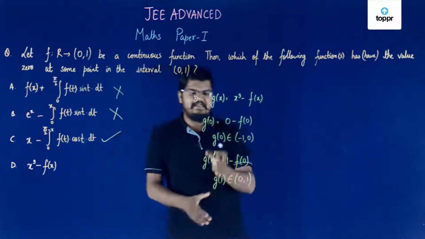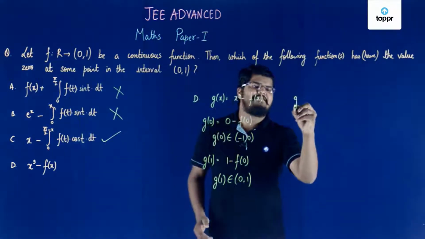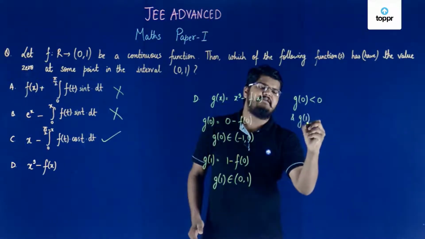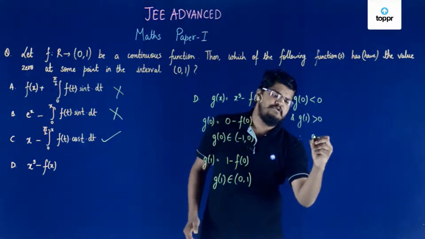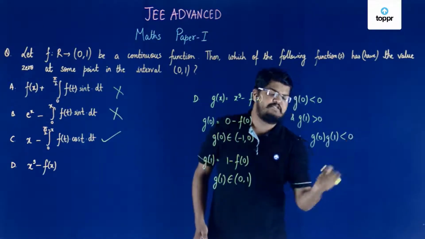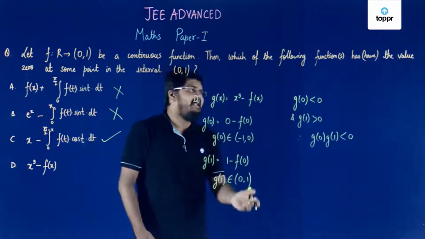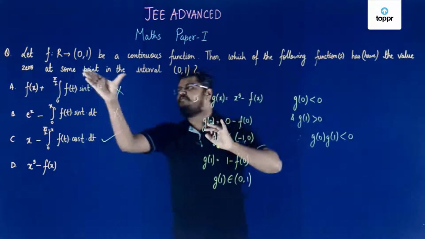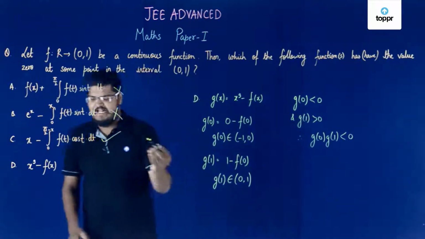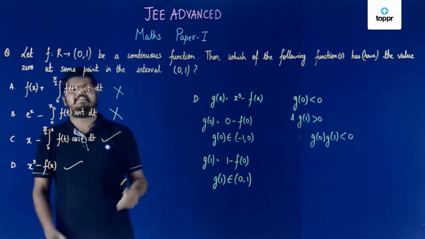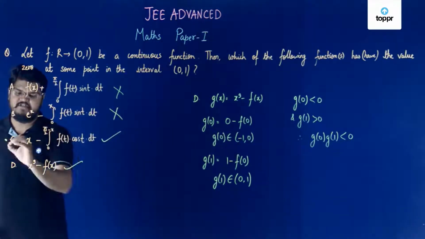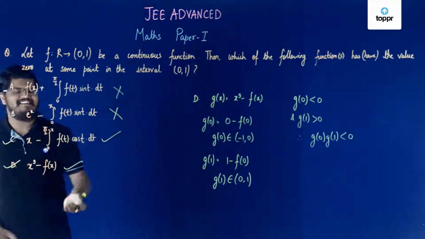So I can again say that the value of g of 0 is less than 0 and g of 1 is greater than 0. Therefore, g of 0 into g of 1 is less than 0, and so this particular function will have a value which touches the point 0 at some point in the interval 0, 1. And so this also is going to be another possible answer. So finally we can say that for this particular question, option C and option D are correct answer.